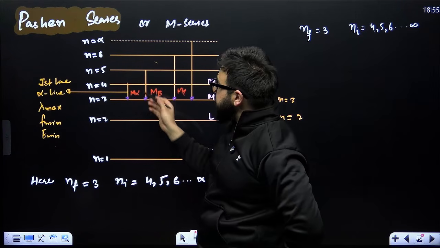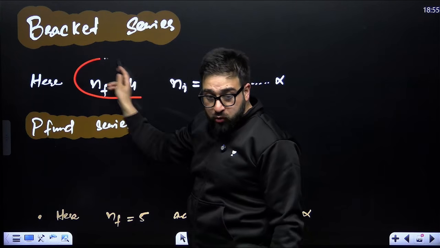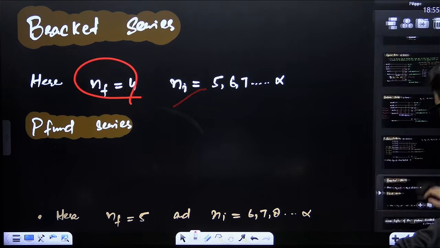And in the Paschen series, the electron finally moves to the third orbit. Final is third. In the Brackett series, the electron finally moves to the fourth orbit. And in the Pfund series, the electron finally moves to the fifth orbit.